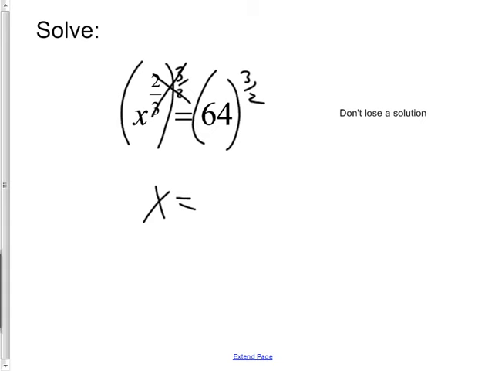And that's a little bit of a pain. 8 to the 3rd? 512. Raise your hand if you had 512. Raise your hand if you know you're wrong. Plus and minus 512. What just happened? We did the square root on both sides. If we do the square root of a variable, which we did, plus and minus.